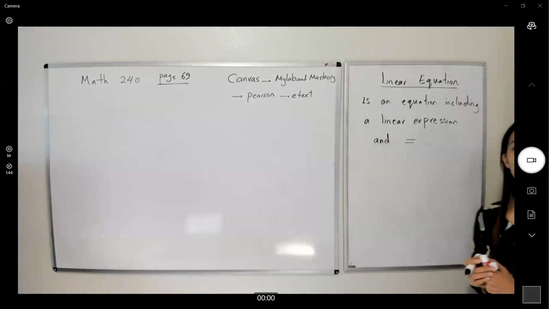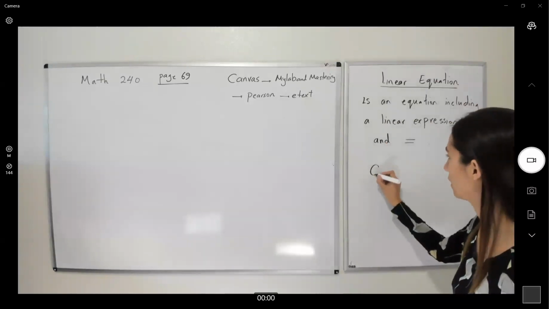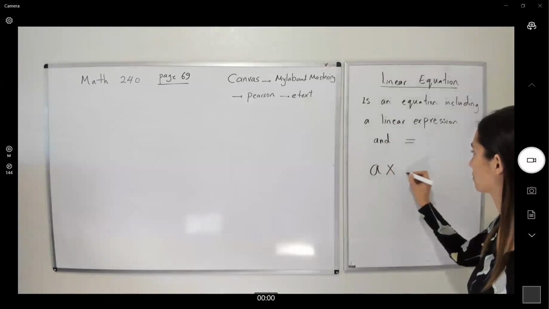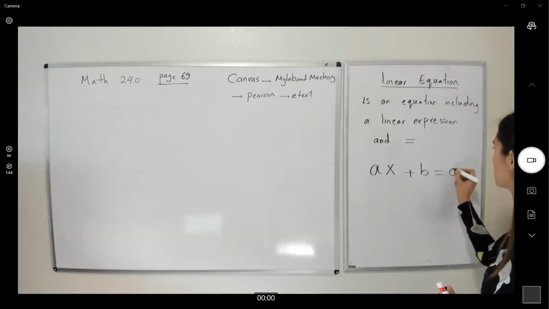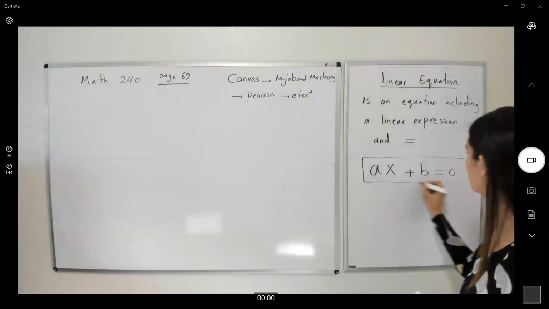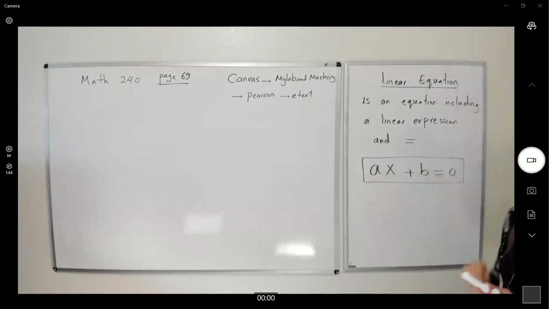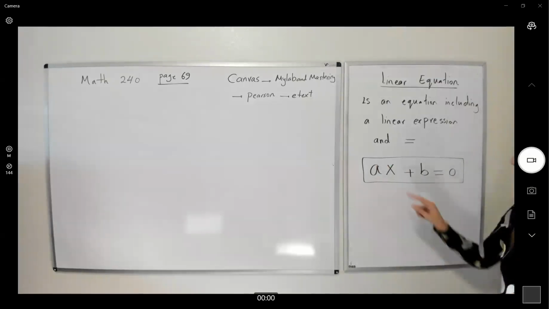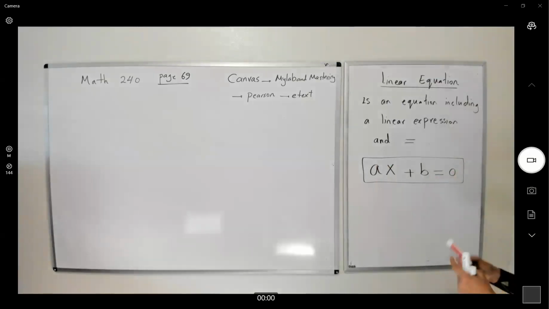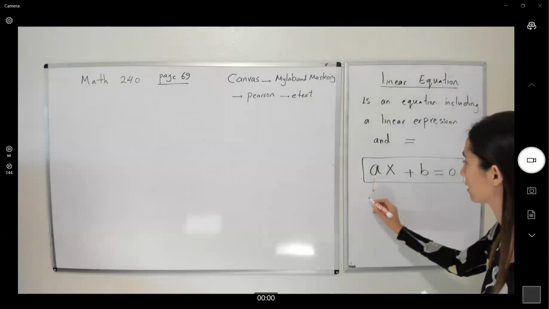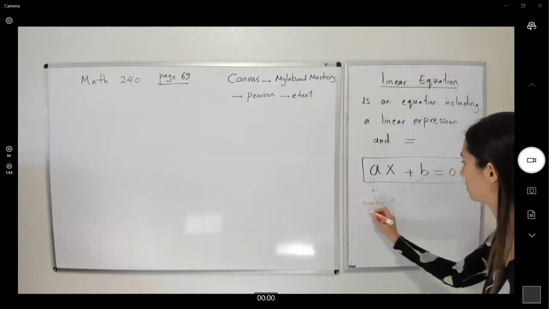So in general, we can write a linear equation this way: ax plus b equal to 0. In this case, a and b are just numbers, and x has exponent or power 1. A is a number, a constant, also b.